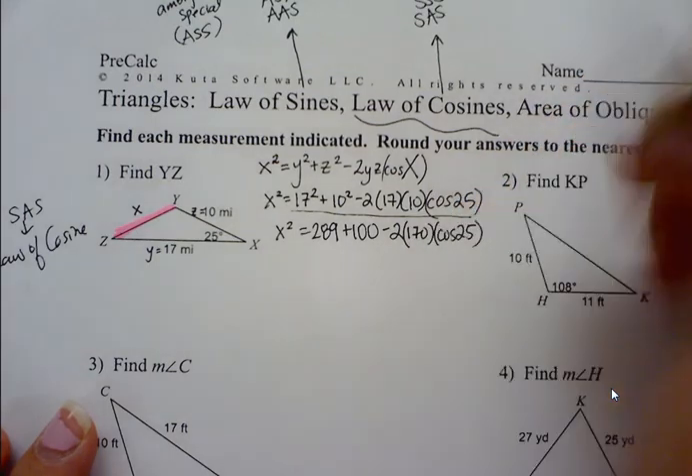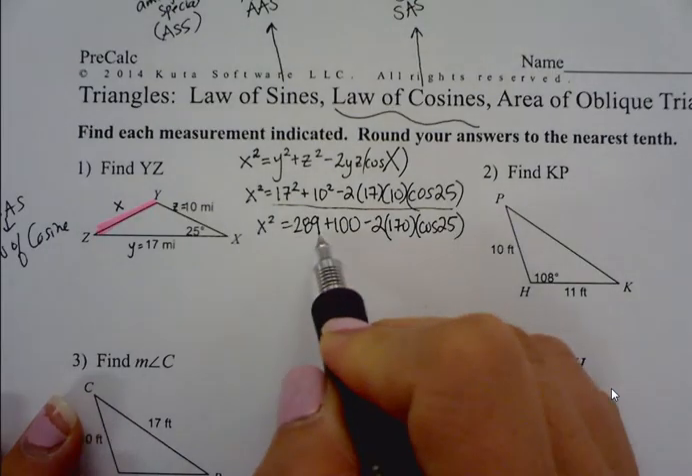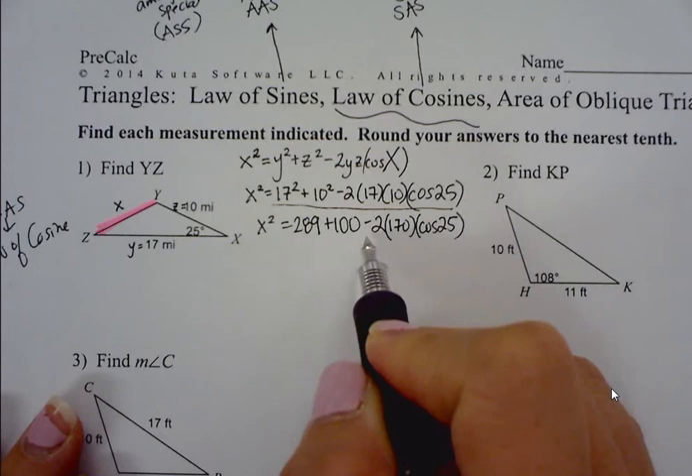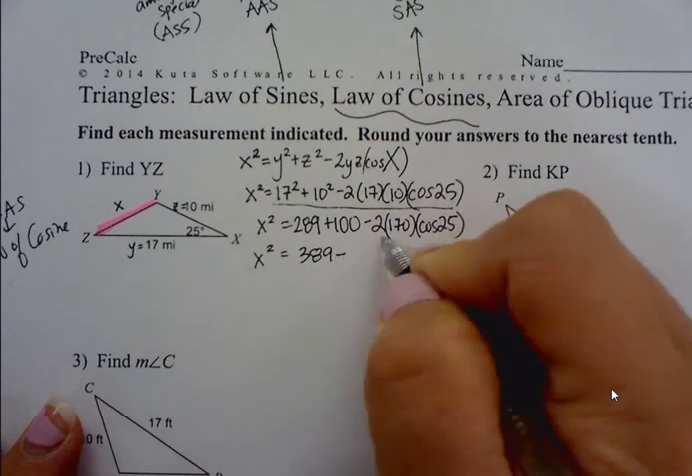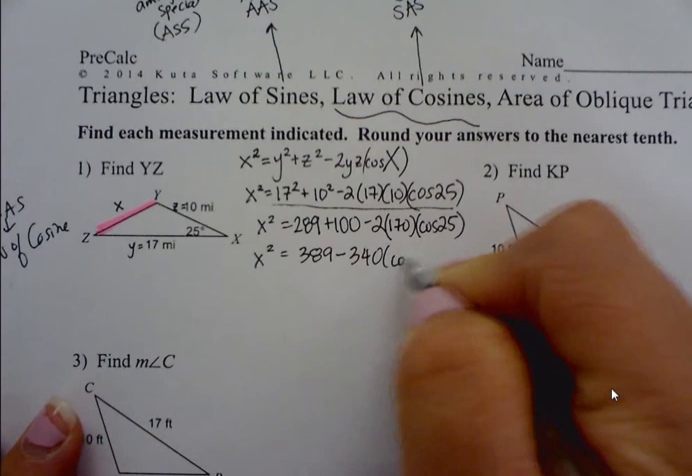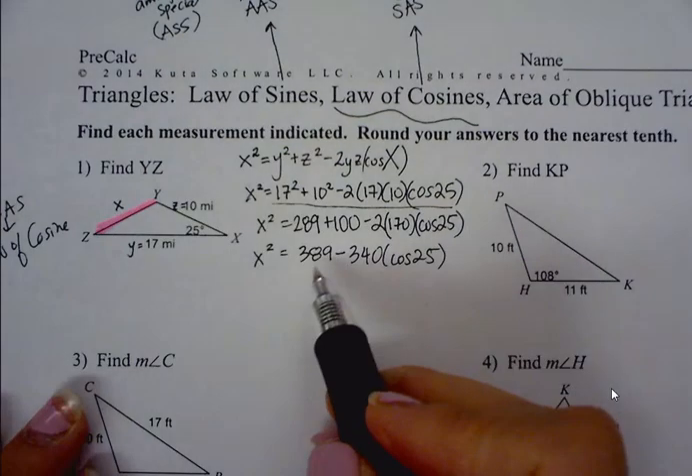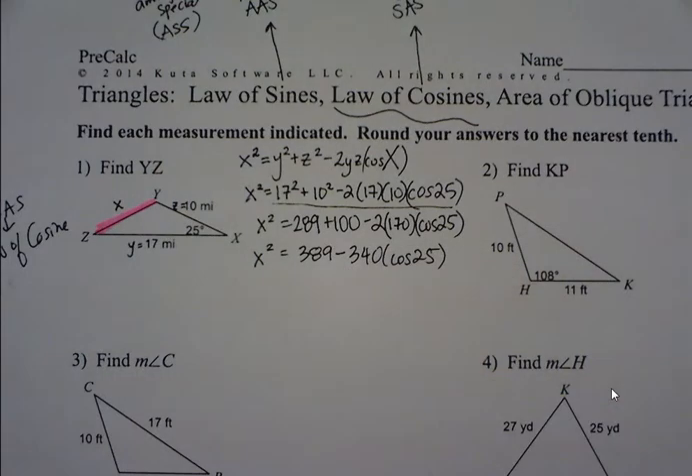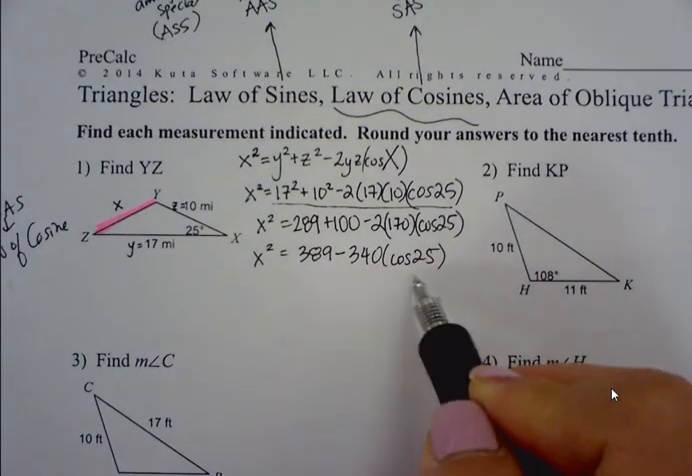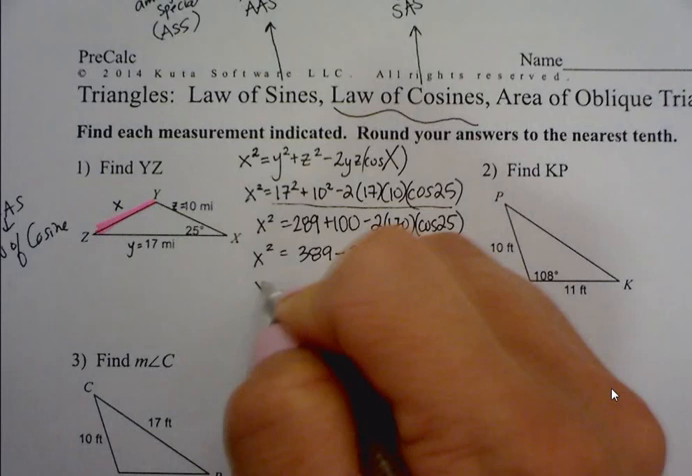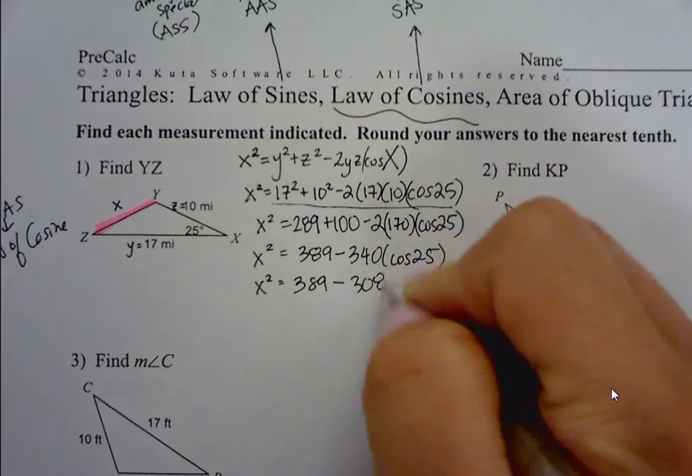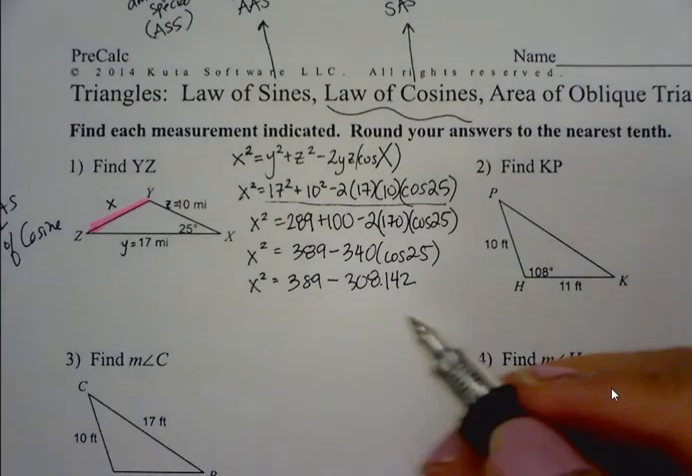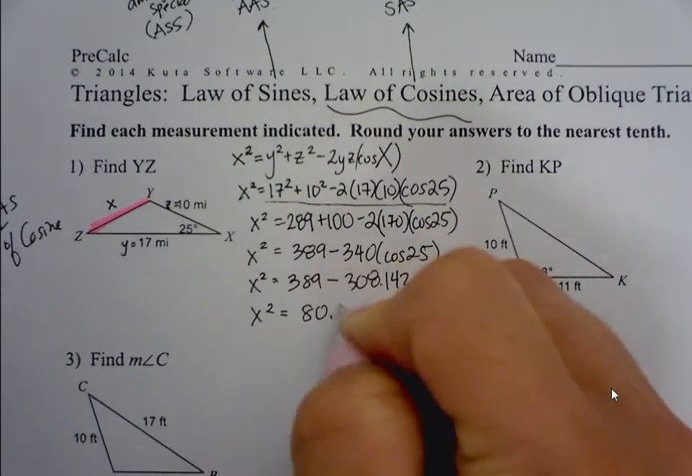Let me ask you this. Can I simplify 289 plus 100? Okay, 289 plus 100 is what? 389. 389 minus 2 times 170 is 340. Okay? Now let me ask you this. Can I do 389 minus 340? No. Why not? Because you have to do multiplying before you do subtracting. So Marcos, tell us what's 340 times cosine of 25. 308.142. And then if you subtract it from 389, what do you get? 80.9.